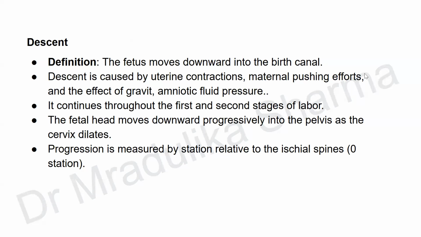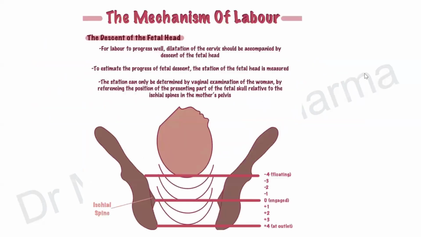Now here is the pictorial representation of the descent of the fetal head. This head is floating here. It's not touching any kind of pelvic bone. When it comes to the 0 position at the level of the ischial spine, the head is engaged. Now it can't move back. The engagement has happened. You can say the station is 0. Then it descends from +1, +2, +3, and +4 to the outlet. At +5, the fetus is about to expel. So +4 is at the outlet.